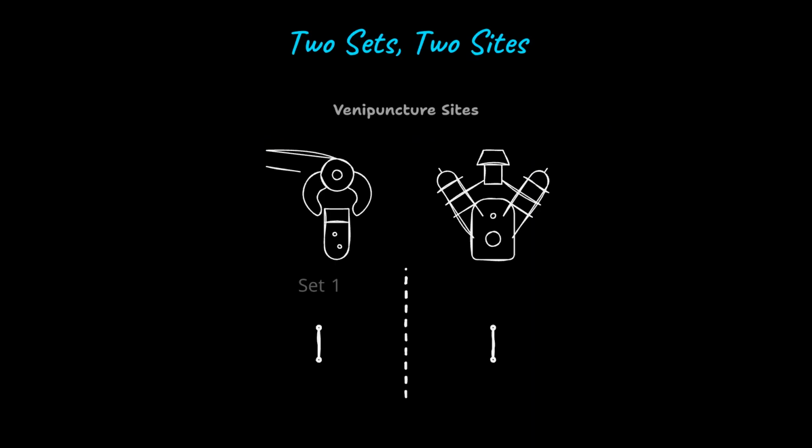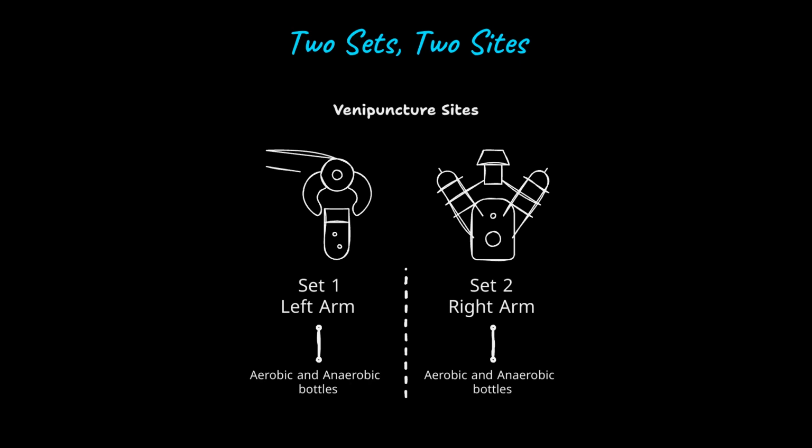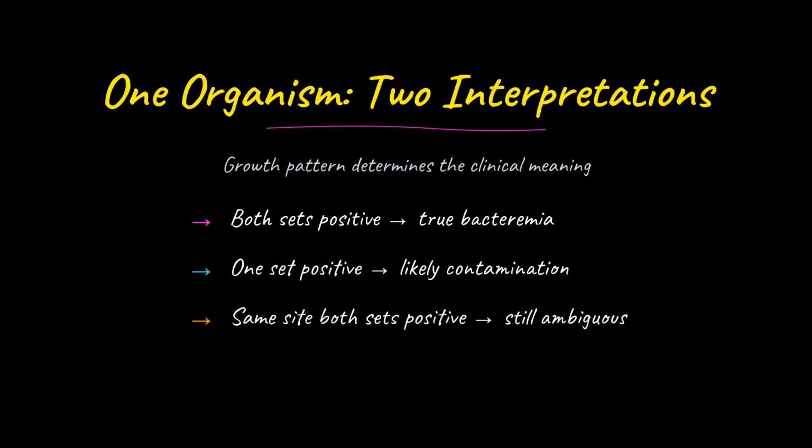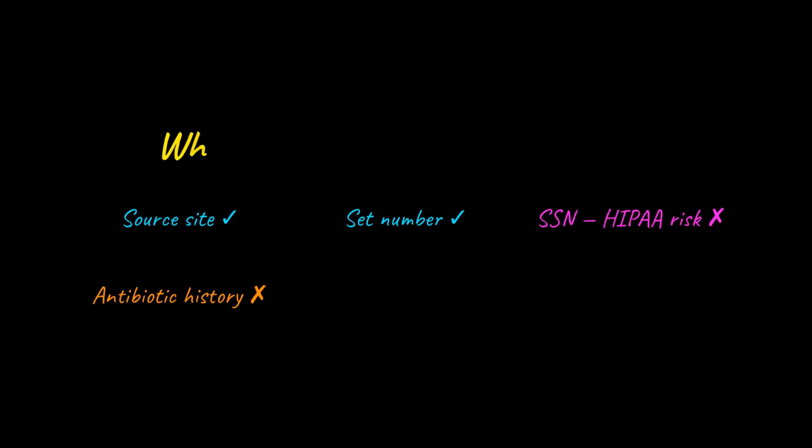The standard protocol is 2 sets drawn from 2 separate venipuncture sites. 4 bottles total, each pair traceable back to its own arm, each disinfected independently before the draw. When the same organism grows from both sets at 2 separate sites, that pattern is extremely difficult to explain by contamination alone and is reported as true bacteremia. A single set positive, especially with a skin commensal like coagulase negative staph, is read as probable contamination.